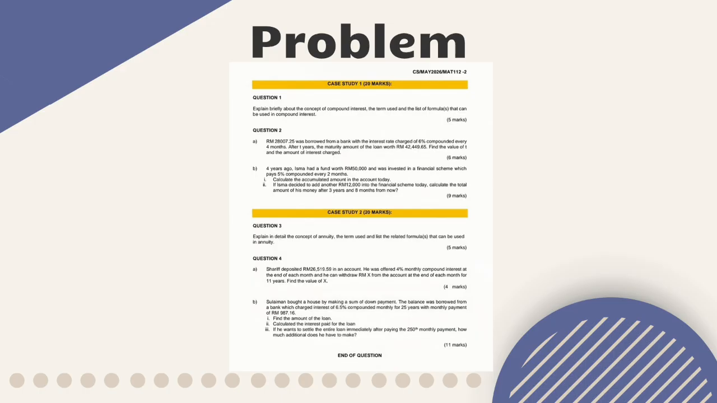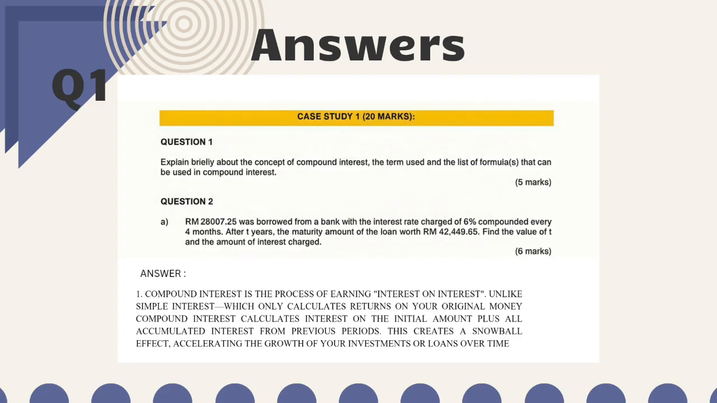We were given a problem to solve, that is case study 1 and case study 2. Firstly, for question 1, explain briefly about the concept of compound interest, the terms used, and the list of formulas that can be used in compound interest. The answer is: compound interest is interest calculated on both the original principal and the accumulated interest from previous periods. Interest on interest.